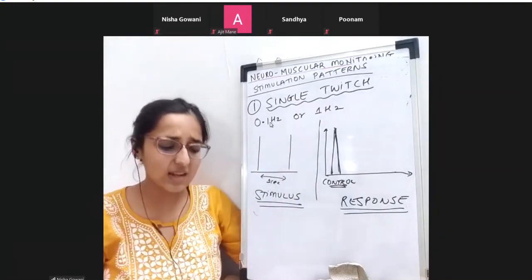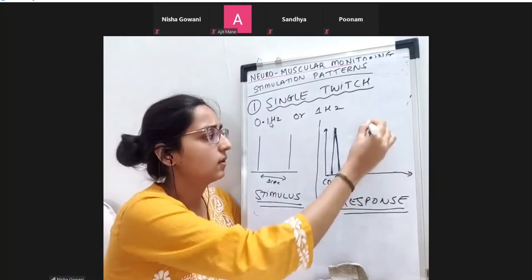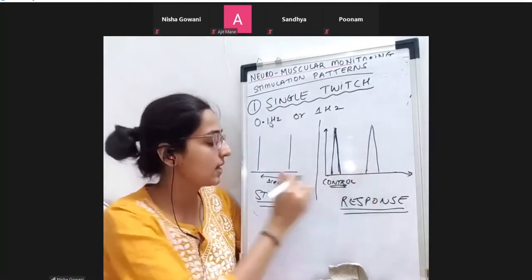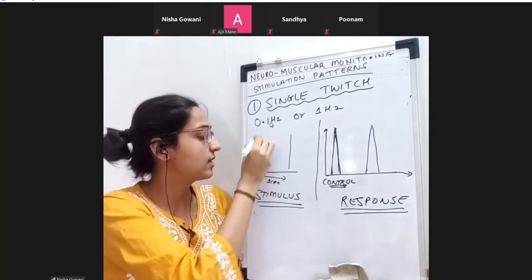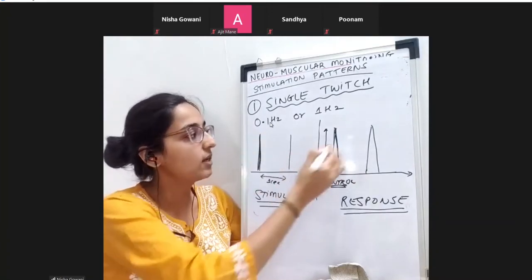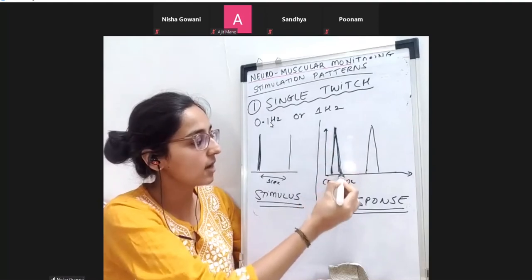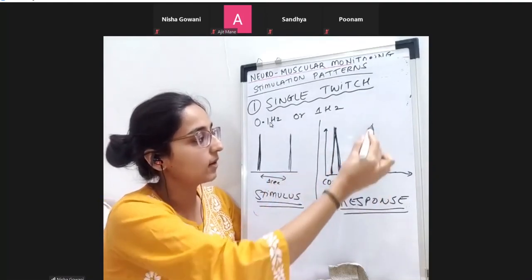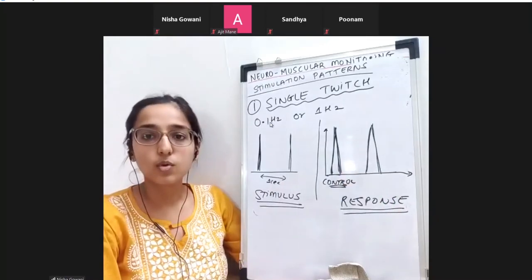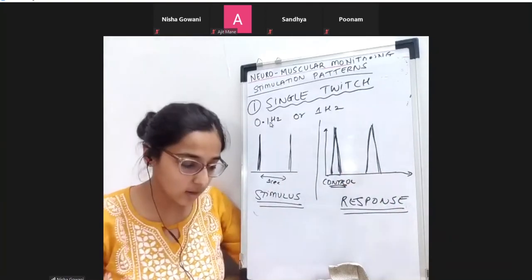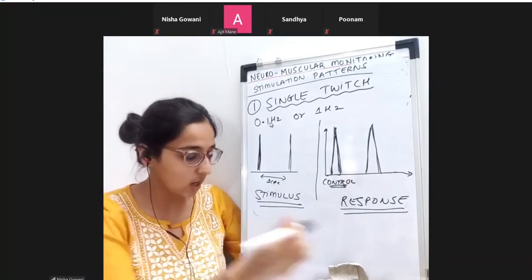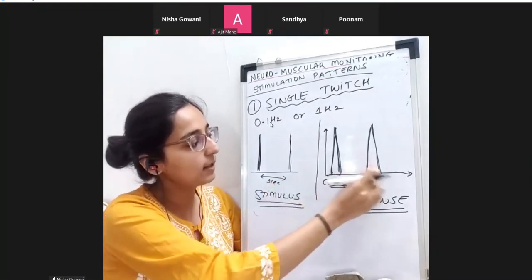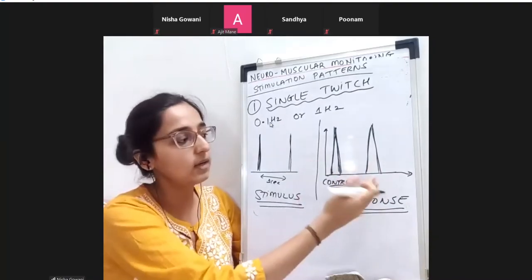Then I will give one more twitch. The first twitch comes, that is the control, and then you have the second twitch. The very first current which is delivered will give me the very first contraction, and that is the control. The second one which is delivered will give me a second one. You need to know a control. Every time you deliver, you are going to compare the height of the subsequent one with the control.